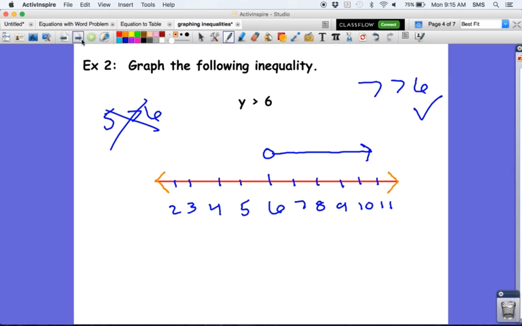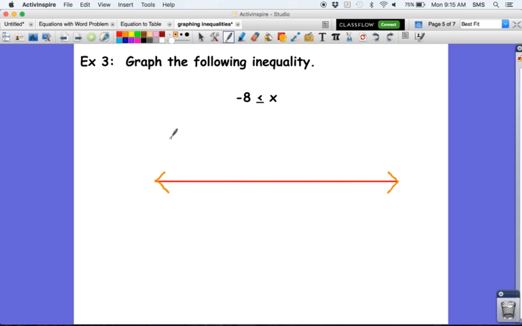Okay? So that means if y is bigger than 6, y can be any number bigger than 6, which is all the numbers to the right of 6 on the number line. All right, so negative 8 is less than or equal to x. Now the variable's on the right side of the inequality, which is okay.